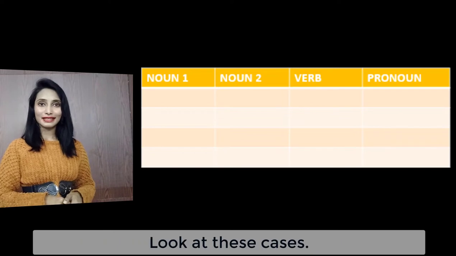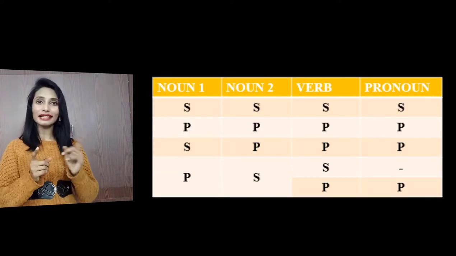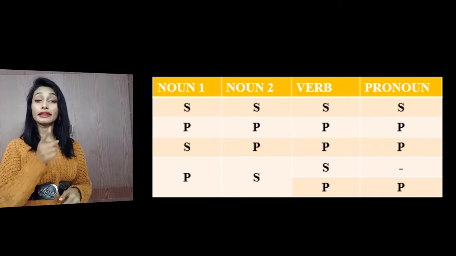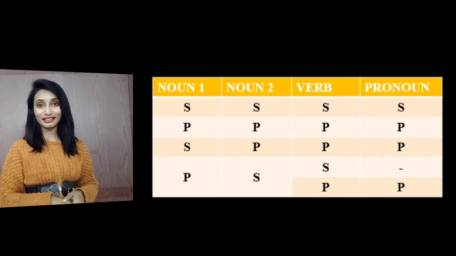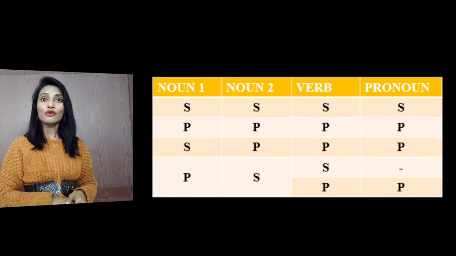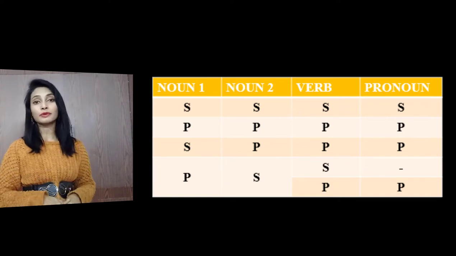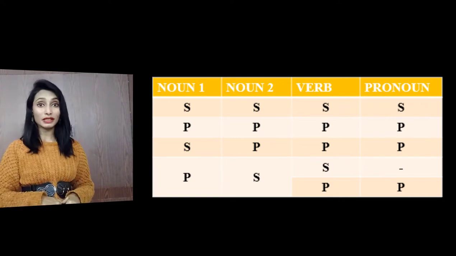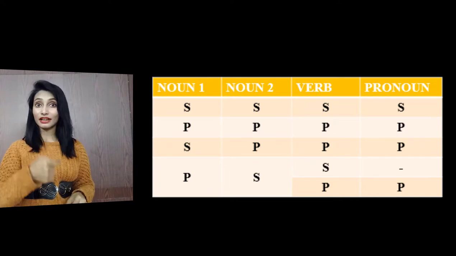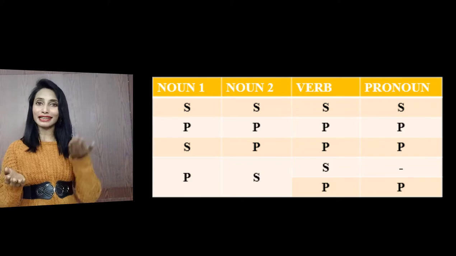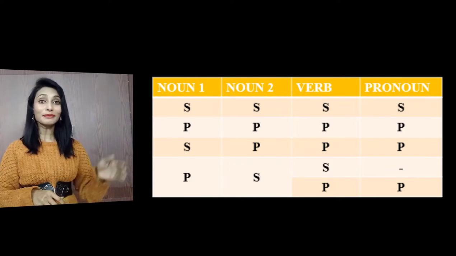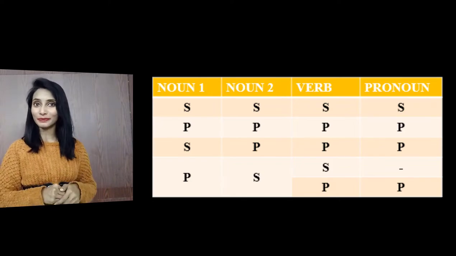Look at these cases. First noun is singular, second noun is singular: the verb and the pronoun must be singular because the second noun is singular. Case 2: first noun is plural, second noun is plural: the verb and the pronoun must be plural. Case 3: first noun is singular and second noun is plural: the verb must be plural and the pronoun must be plural because the second noun is plural.